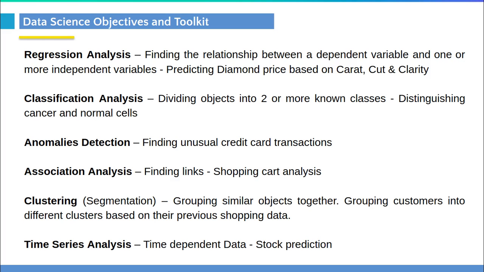So there is a data science objective and a toolkit. We will learn more about these aspects of data science, where we would be applying regression analysis or classification or anomaly detection, association. We may find association rules, especially in the retail industry, to find the relationship or the customer behavior. That helps us to have some kind of analysis and predictions for the future, right?